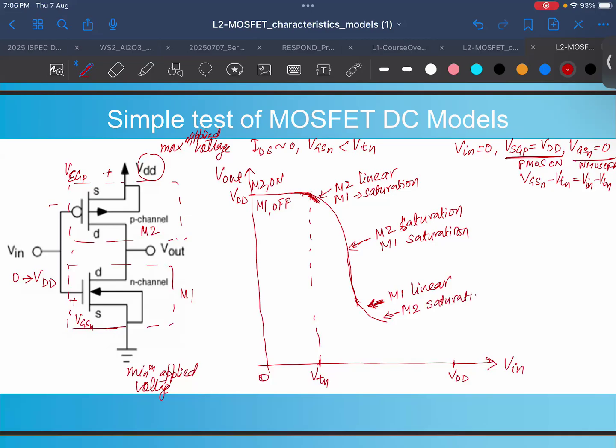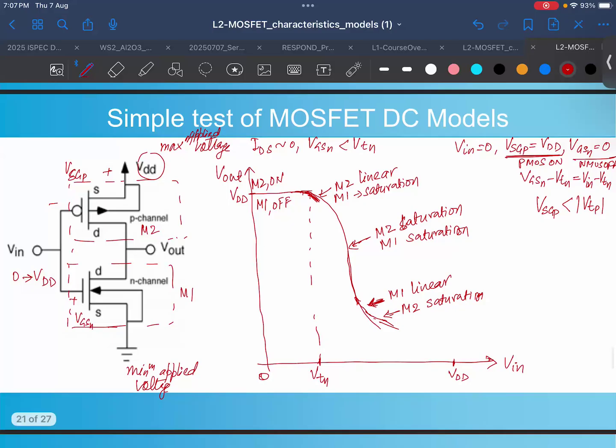It remains in saturation, M1 becomes linear, and then you see slowly what happens, that M1 is becoming linear while M2 is saturating. And when V out is becoming large and V in is also increasing, which decreases the VSG, at a certain point when VSG of the PMOS becomes less than mod of VTP, what happens? Your M2 turns off. And when your M2 turns off, now your V out would be completely discharged by your M1, right? So that is the part which you will see going like this here.